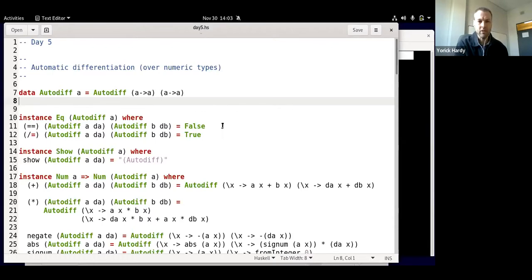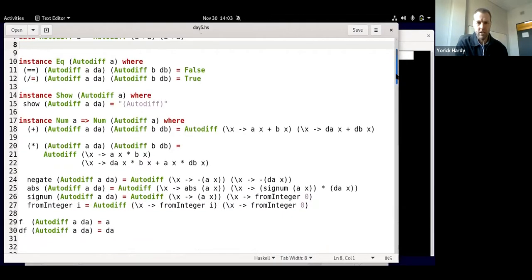So firstly, we're going to look at Autodiff again. The only thing that I've changed here is I'm now not looking at double anymore. I'm looking at an arbitrary type A. So a map from A to A for the function, and a map from A to A for the derivative. And the reason I want to do this is, for example, to work with polynomials and allow differentiation in rings and so on.